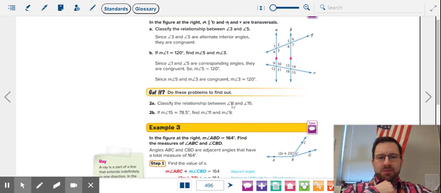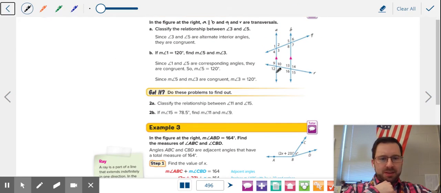So if we have, what's the relationship between 11 and 15? So 11 is here, 15 is in here. That's corresponding. You pick up the angle and move it down the line, and they're equal. So if we know that 15 is 78.5, oops, I wrote 178. Get rid of that. Find 11 and 9. So we already know that 11 is equal, so that's 78.5 because they're corresponding. Now 11 and 9 are vertical from each other, so that means they're also 78.5 degrees.